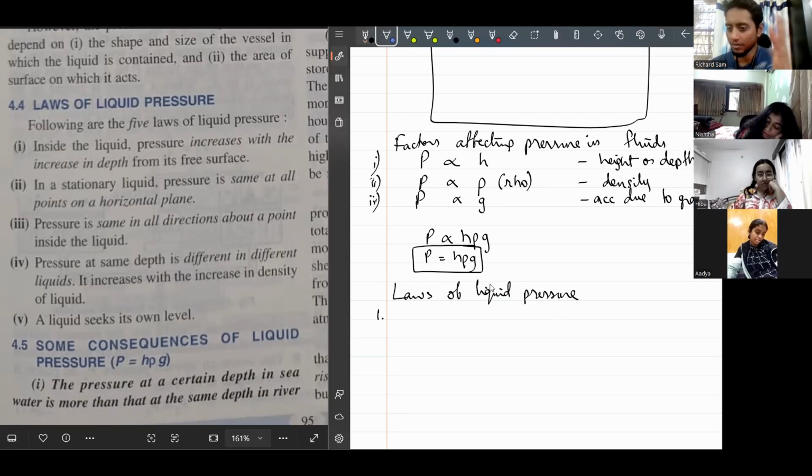Now, from this formula, we can come up with certain laws of liquid pressure, that is, how pressure behaves inside a liquid. The first point we can talk about is height or depth. The deeper you go inside a fluid, the pressure increases, right? That's the first point. The deeper, or the more the depth, the more the pressure.